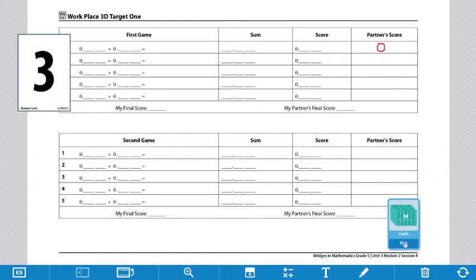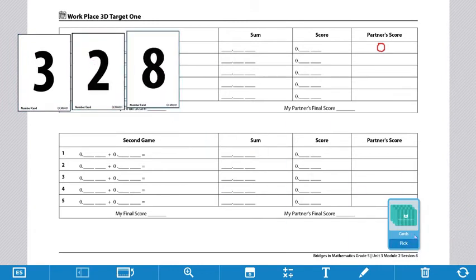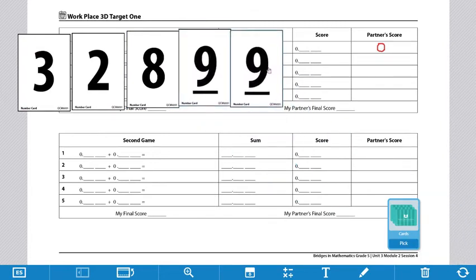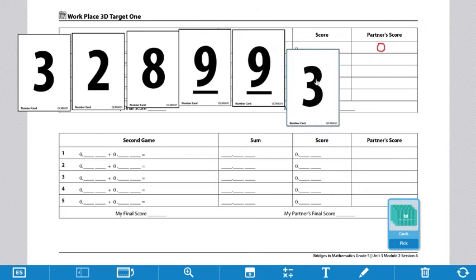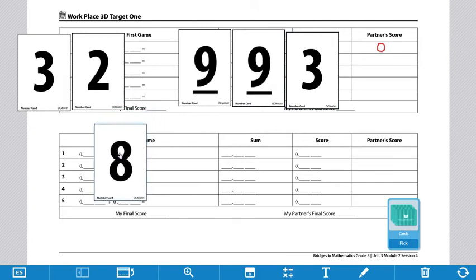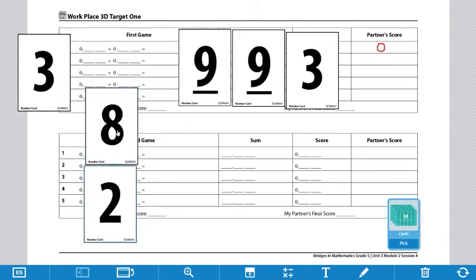So my partner's going to choose 6 cards just like I did. So they have a 3, 2, 8, 9, another 9, and a 3. So remember, I'm looking for things that I can put in the tenths place that add up to one whole. So would add up to 10, so I could carry. I don't have anything that's going to add up to 9, but I've got an 8 and a 2, which will be able to carry over.